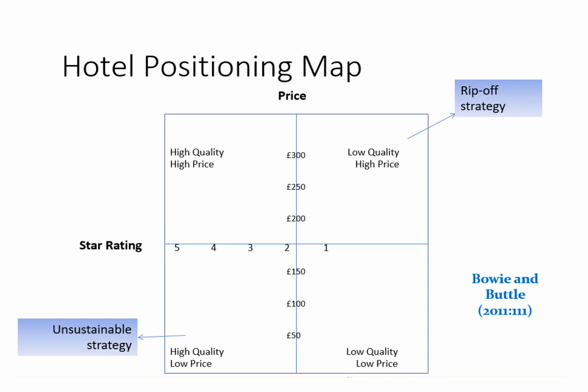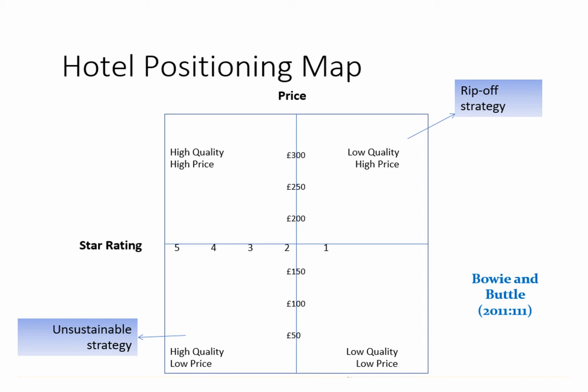I've taken the example here of a hotel positioning map. In the top left corner you would have high quality, high price. Top right corner you would have low quality, high price, a rip-off strategy. The bottom right you would have low quality and low price, and on the bottom left you would have high quality and low price, which is really an unsustainable strategy. In the middle, because I'm relating it to the hotel industry, you can see how many stars it has, a 1, 2, 3, 4 or 5-star hotel rating.